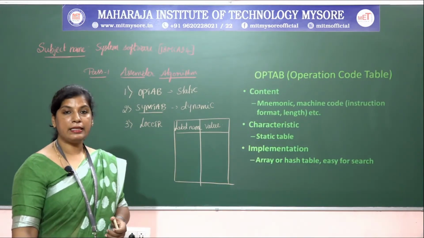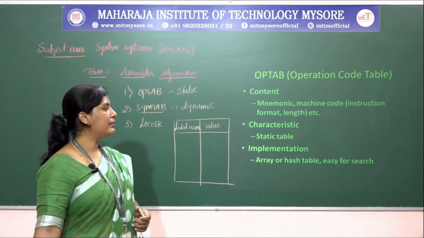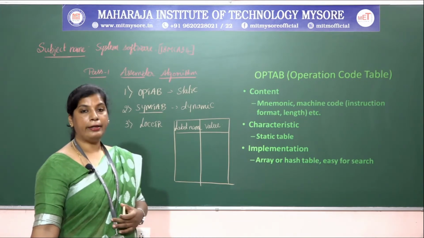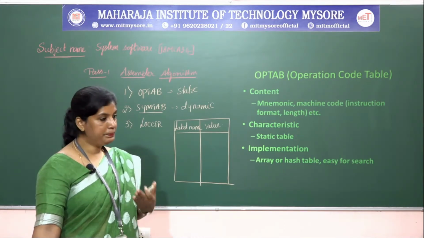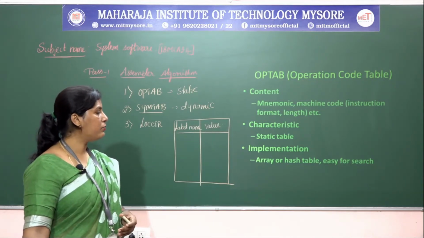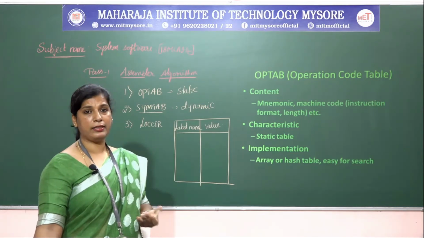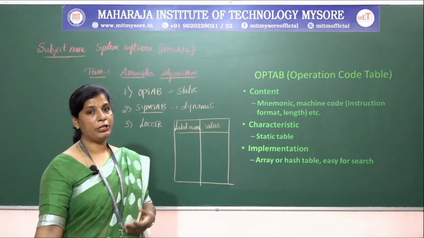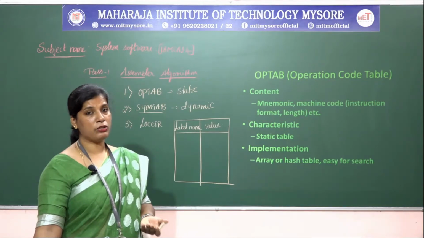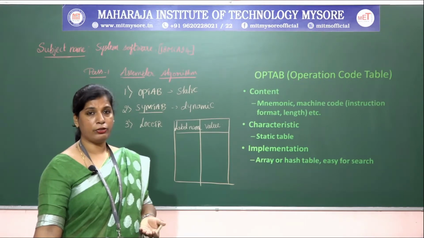The opcode table is in the form of a hash table structure. Its content is the mnemonic and machine code, instruction formats, instruction length and memory variables in that particular program, and it is a static table. It is implemented using arrays or a hash table, easy to search by instruction name. We can check whether it is a valid instruction that is there in the opcode table. If it is not valid, it will not be there, so it is going to set an error flag for that.